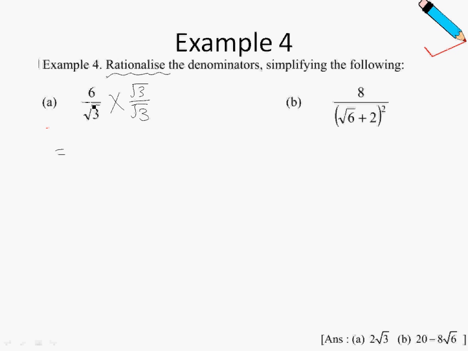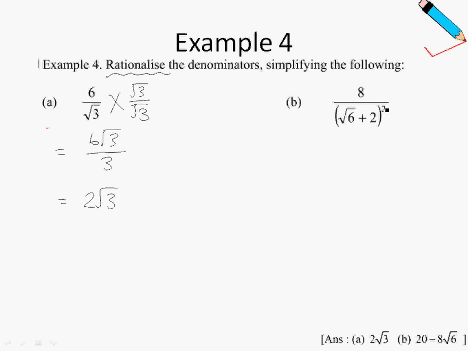So what happens is that if I multiply the numerators together, I'll get this. Root 3 times root 3 is just 3. Okay, and if I simplify this, 6 divided by 3 is just 2. So this is my final answer. Okay, how about something that looks a little bit more complex over here?